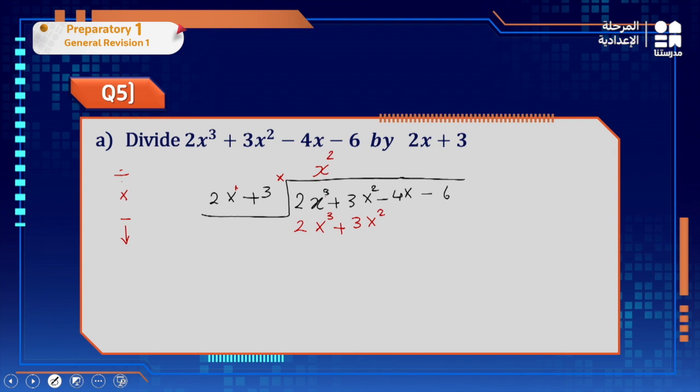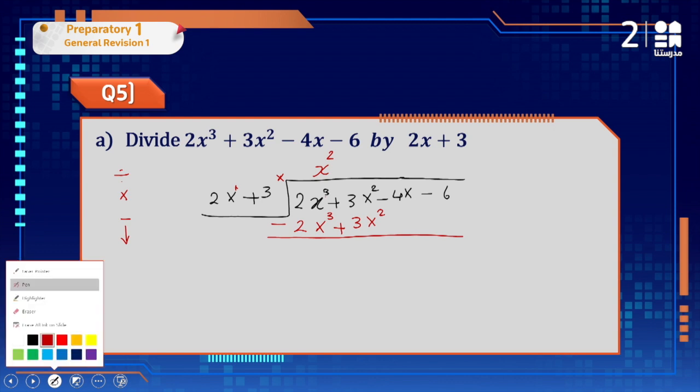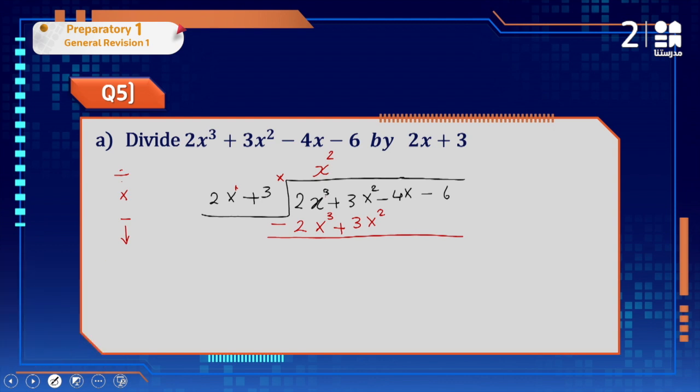When we have long division, we have 4 steps. Now, we are going to subtract them. To subtract, that means we are going to change all the signs. So this one will be negative, and here will be negative. Then cancel both of them. And here 3x squared minus 3x squared is 0. Then bring down the other, which is negative 4x minus 6.